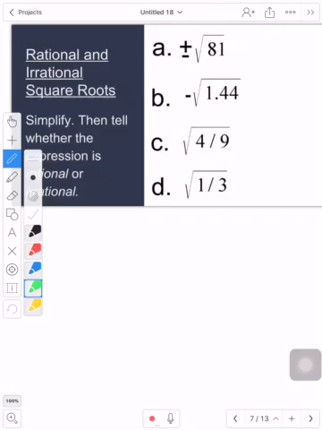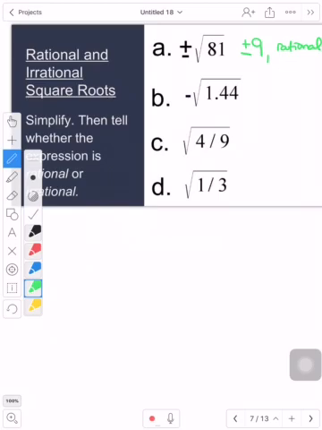Okay, so for the first question, this one was the easiest one. The answer would be positive or negative 9, and this is a rational number because we could solve the square root, and positive 9 can obviously be written as a fraction, and so can negative 9, so that's the definition of a rational number.